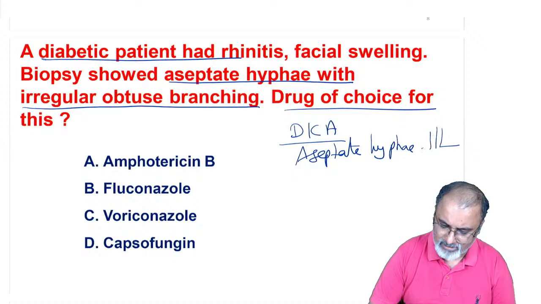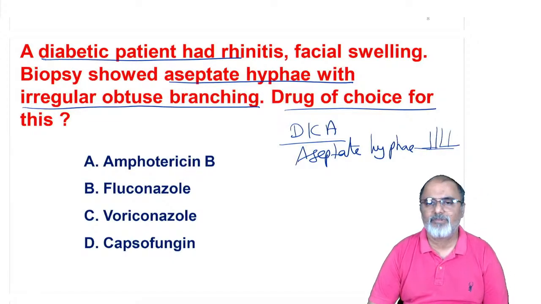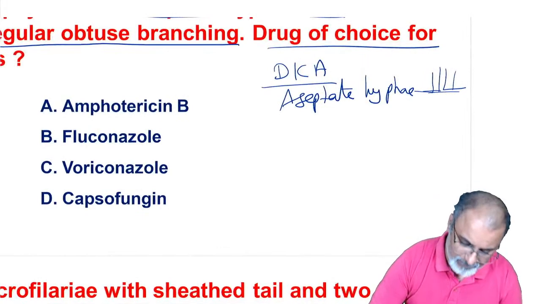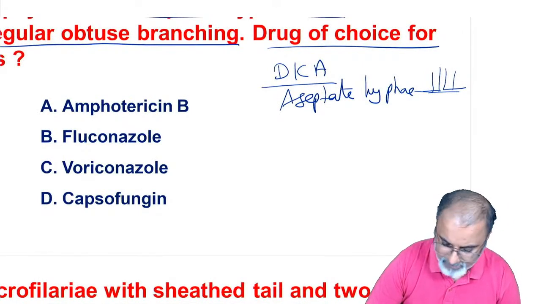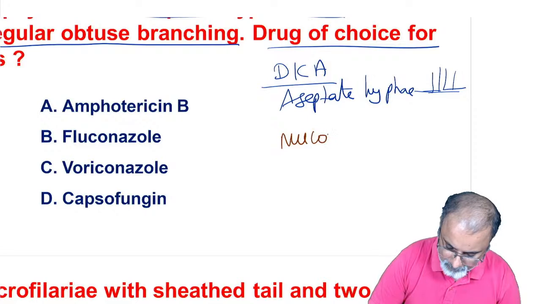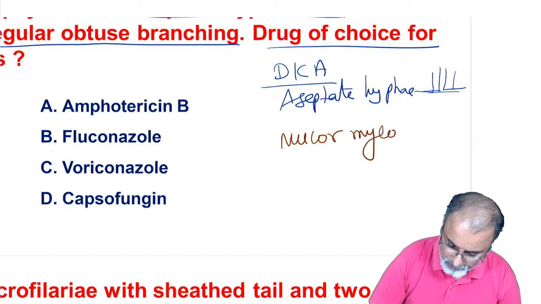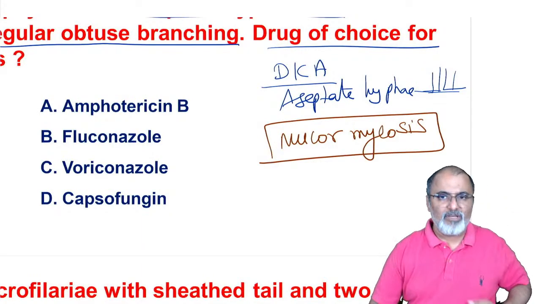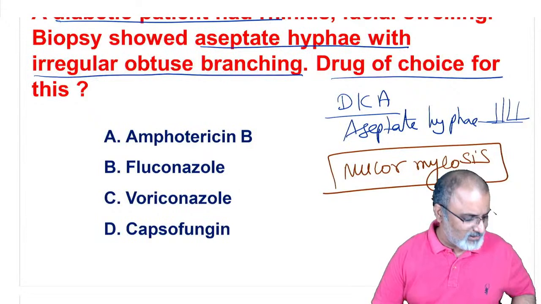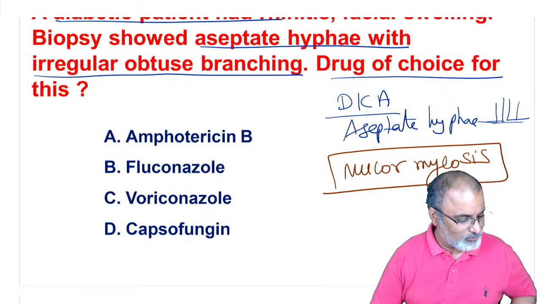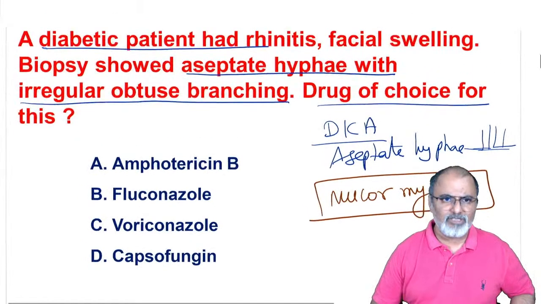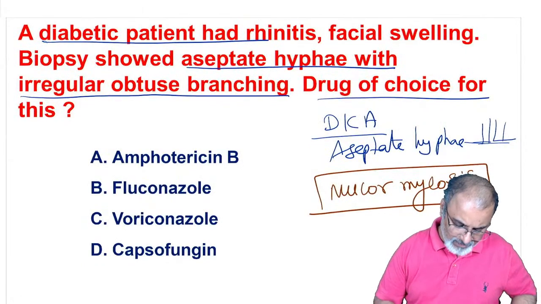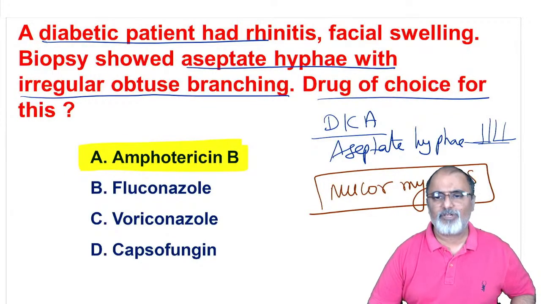Ninety-degree branching, suggestive of mucormycosis. It's a case of mucormycosis. What is the drug of choice for mucormycosis? Yes, Ritesh Kumar, perfect. The drug of choice for mucormycosis is amphotericin B, the best drug. Surgical management with amphotericin B is the best treatment for mucormycosis.